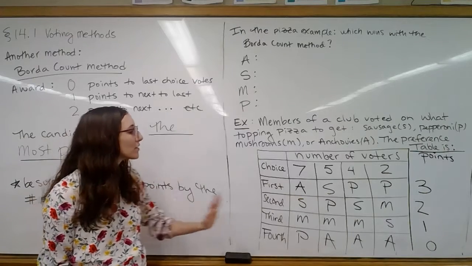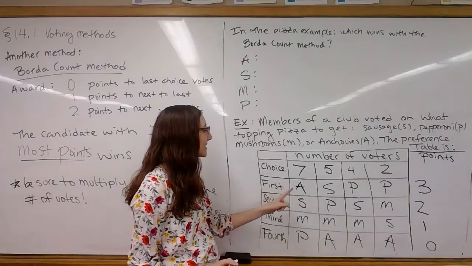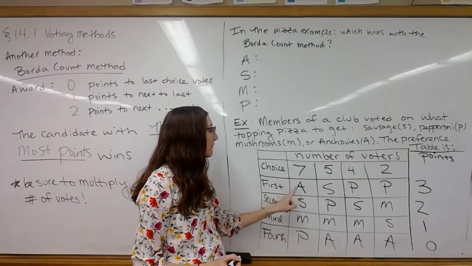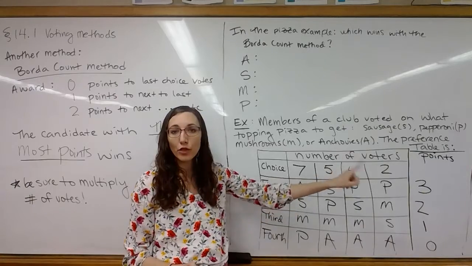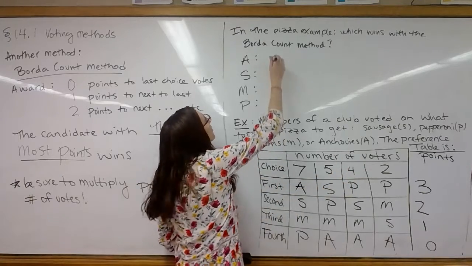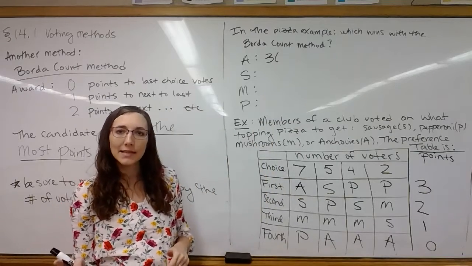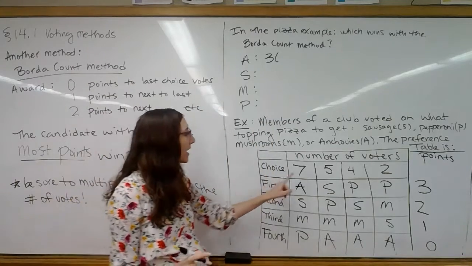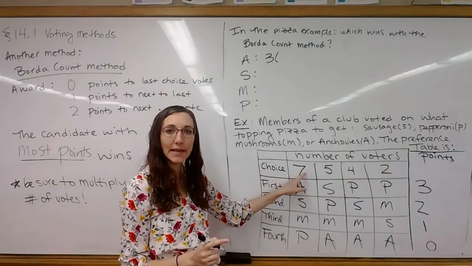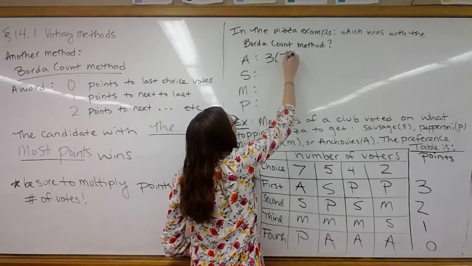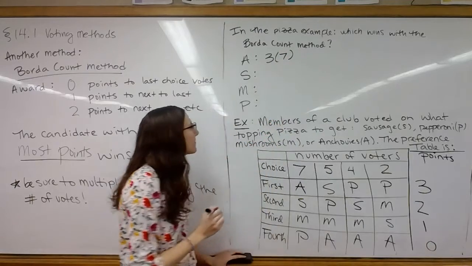So let's look at the first column of ballots. Anchovies is top of the list on that set of ballots. Being in first choice means that you get 3 points. So anchovies is getting 3 points, but remember there's more than one ballot in that column. That column actually represents 7 ballots. So they're getting 3 points 7 times. So we really need 3 times 7.